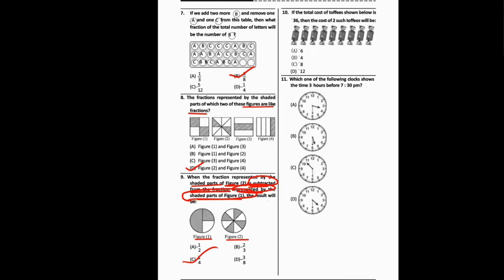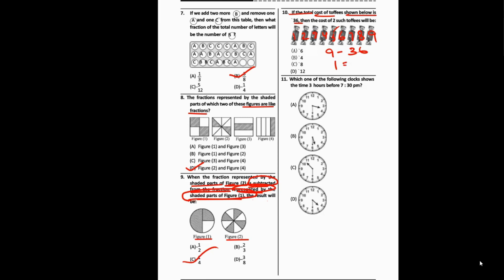Option. Next, number 10. If the total cost of toffees shown is 36, how many toffees are here? First count them. 1, 2, 3, 4, 5, 6, 7, 8, and 9. Okay, 9 toffees. So what does our question say? The total cost of 9 toffees is 36. If 9 toffees cost 36, what is the cost of 1 toffee?